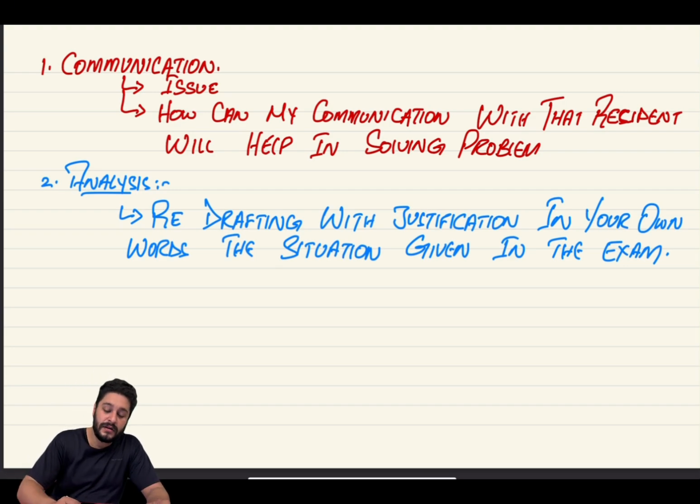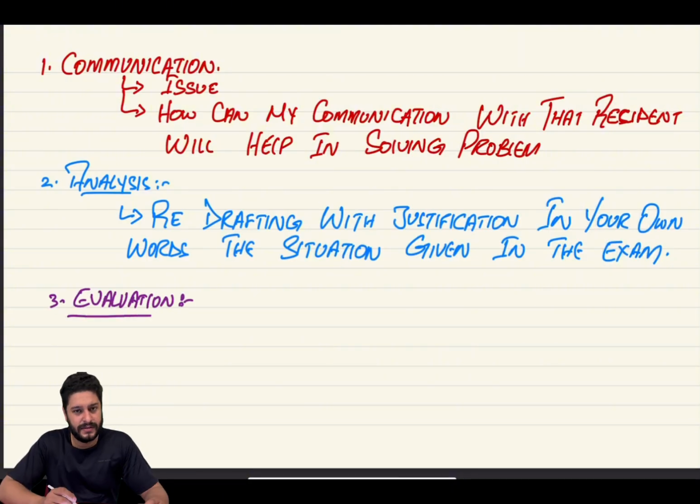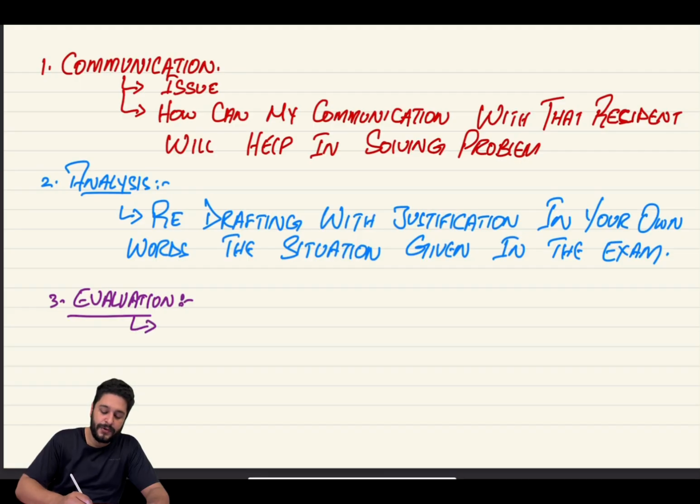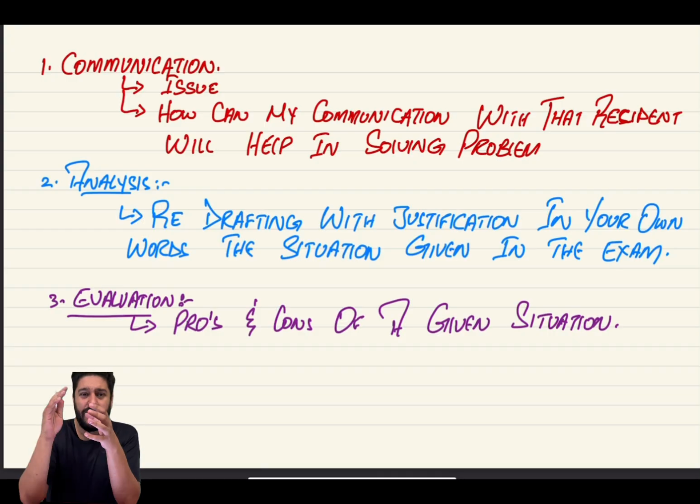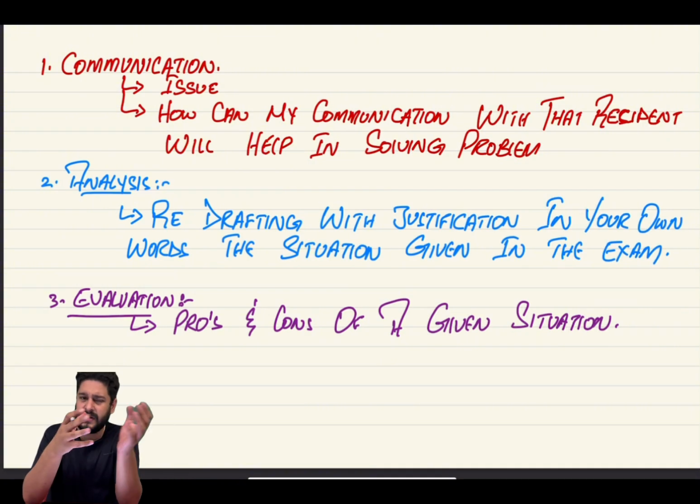Then the third part is the evaluation. In the evaluation skills, we are going to write the pros and cons of a given situation. So you're going to write that, okay, investing in project A has some pros, financial and non-financial, and investing in project A has some cons as well, on the financial and non-financial side. So you need to give the financial and non-financial side in the evaluation and a conclusion at the end of the question.